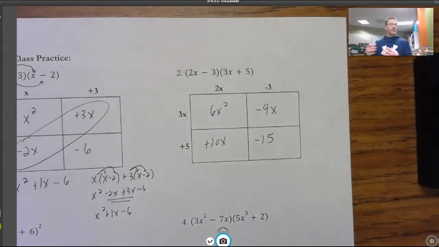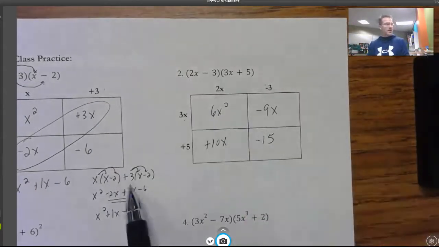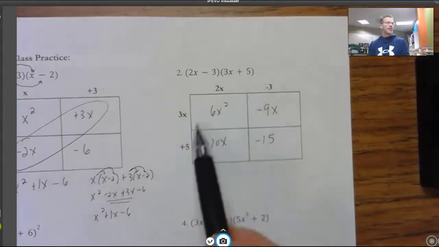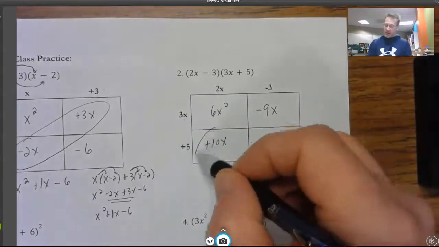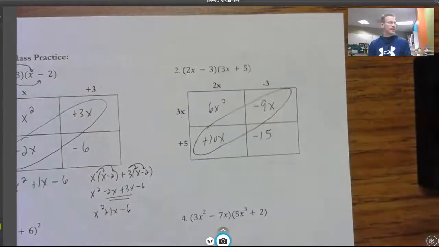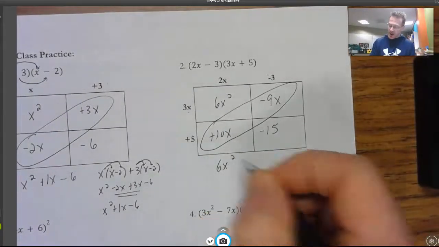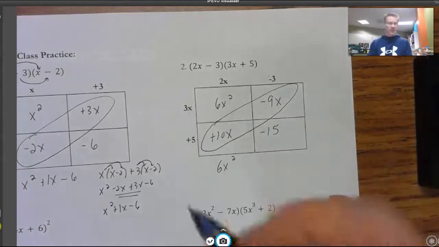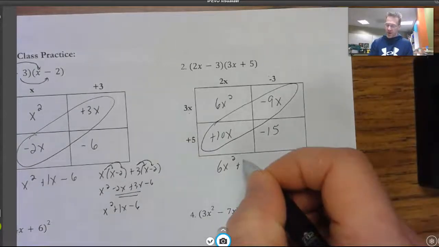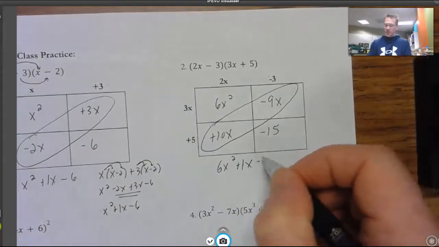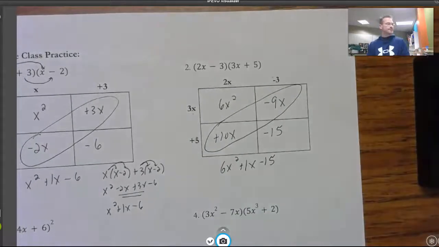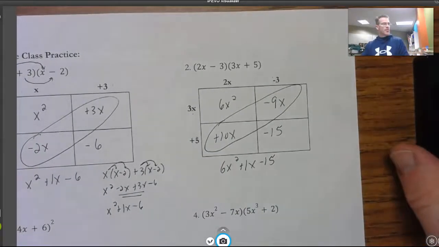Now, for some of you, this is going to be cleaner than setting it up like this. You can see those products very quickly and easily here, and I can see my like terms lie along the diagonal. So I get 6x squared, 10x plus negative 9x is positive 1x, and then I have my number term, which is negative 15 here. All right, so moving along.